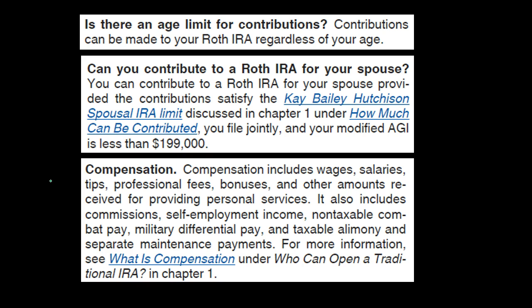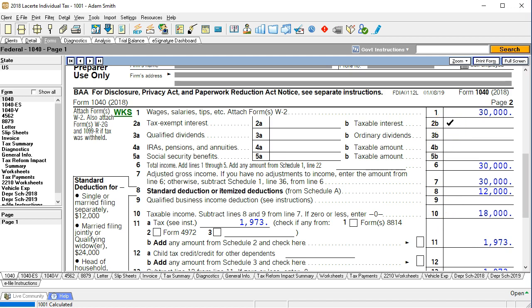It also includes commission, self-employment income, nontaxable combat pay, military differential pay, and taxable alimony and separate maintenance payments. For more information, see what is compensation under who can open a traditional IRA. So we went through these items basically in Chapter 1 as well. What is considered compensation? Note that we have to have some compensation. That is going to be up here in the top area of the Form 1040. Normally, compensation would be the wages, salaries, tips, etc. in line 1.